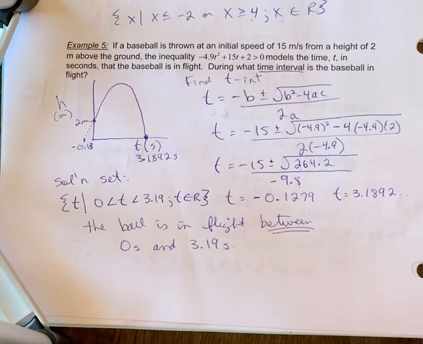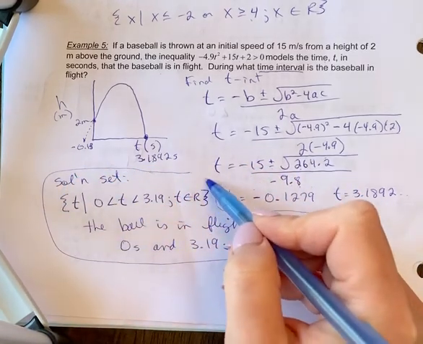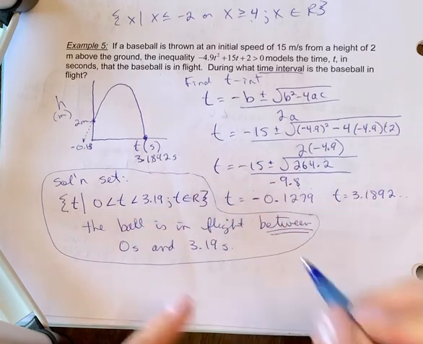So I underlined between. So when you've got your inequality signs, if you've got a word problem like this, you have your solution set and your sentence that includes the entire interval.